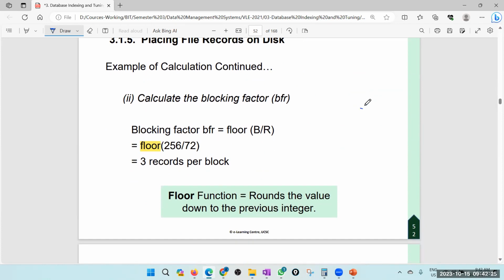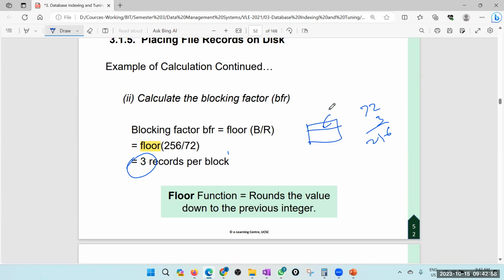Let's say 72 into 3, 260. No, right? It's 3 point something. Of course, we can't keep 3 point something. So therefore, we have to take it as 3 records because we have to floor it. Okay. So therefore, one block can keep only 3 records. In this case, those are big records. Therefore, one particular block can keep only 3 records and there's a waste of storage.